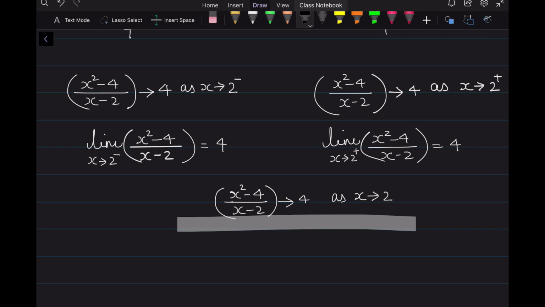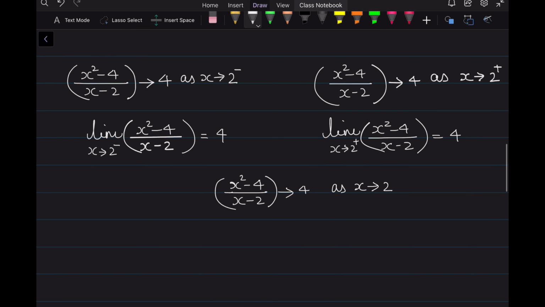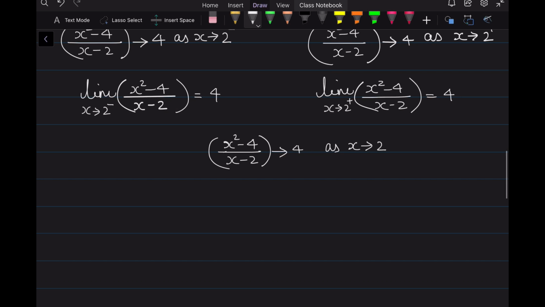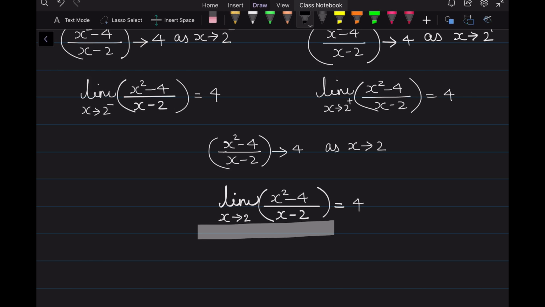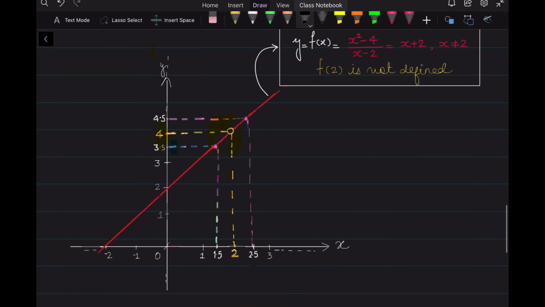Now we know the meaning of this statement very well. It means that the limit of x squared minus 4 over x minus 2 as x approaches 2 is equal to 4. So this limit comes out to be 4. Now let's quickly look at this limit graphically as well. So for that, I have here the graph of this function.